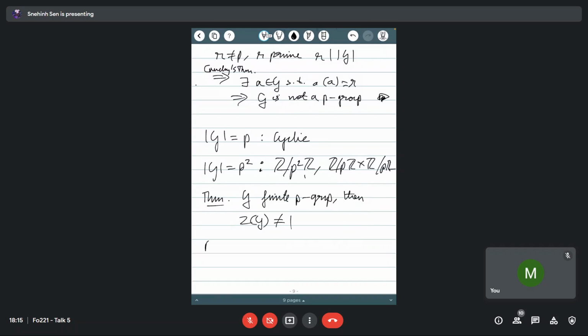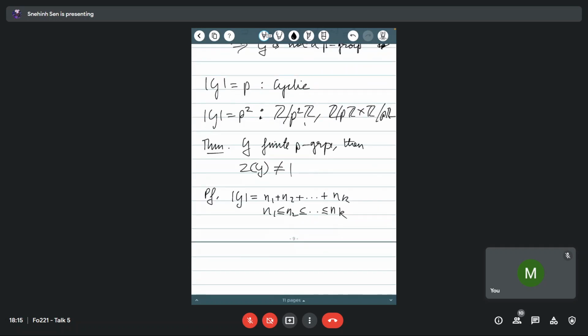So what is the proof? Have you seen this result, by the way? You have seen class equations, so maybe you have seen this result. P groups weren't introduced in the last lecture. Okay, it's fine. So basically the idea is very simple. What you first of all do, as I hinted, is write the class equation of G: N1 plus N2 plus up to Nk, where N1 is less than or equal to N2 and so on up to Nk. So actually, I think this result was introduced in the last class, but the name P groups wasn't given. I see. Yeah, that's fine.